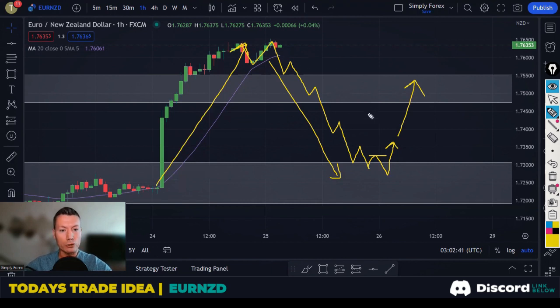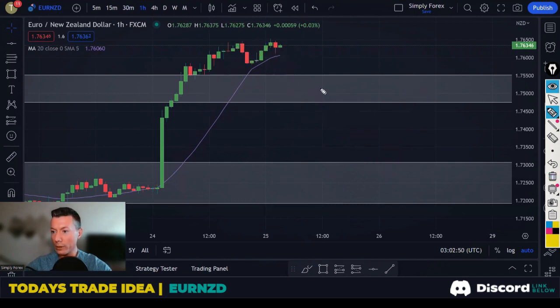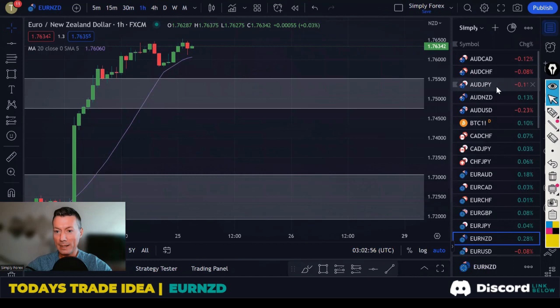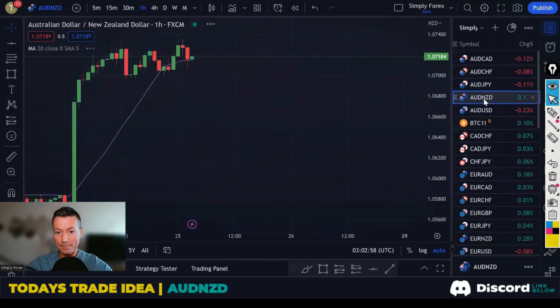Don't jump in on a trade. Wait for your A1 prime time setups. Okay, but Euro New Zealand long. There's more, guys. Let's show you them all. Let's go for it. Aussie dollar, New Zealand dollar.